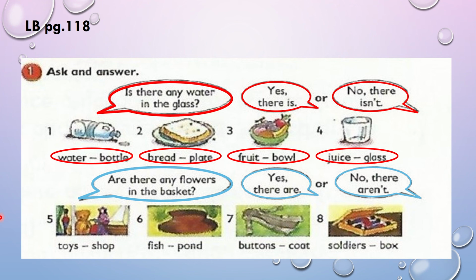Let's see if we can make a sentence with toys, shop. Is there any toys in the shop? Do you see any toys? Yes, there are. Let's have a look at fish pond. Are there any fish in the pond? No, there aren't.